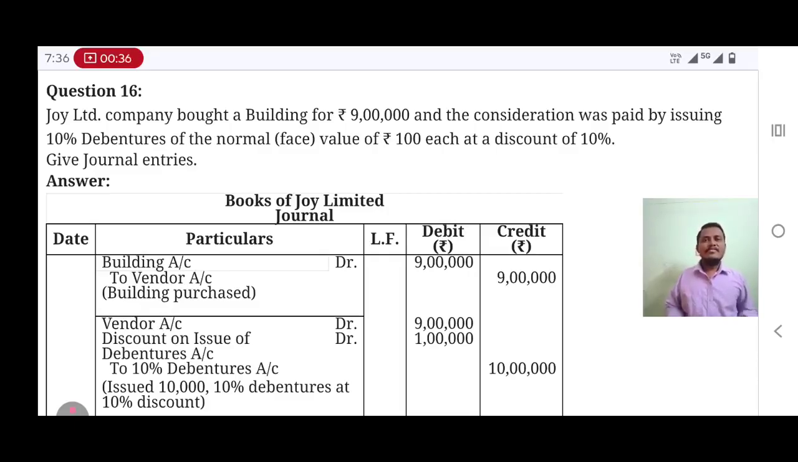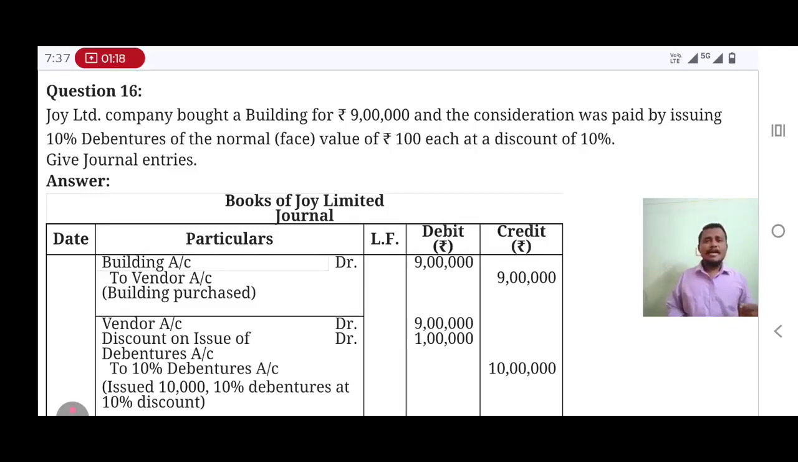Next entry will be vendor account debit to debentures. It is issuing debentures, but here discount is also there. So vendor account debit, discount on issue of debentures account debit, to debentures account. Now you will have to find out the number of debentures. To find that out, what is the purchase consideration? For how much have they bought the building? 9 lakh rupees. So 9 lakhs divided by issue price. Here the issue price will be 100 minus 10, which is 10% discount, so 90. So 9 lakhs by 90 will give me 10,000 debentures.